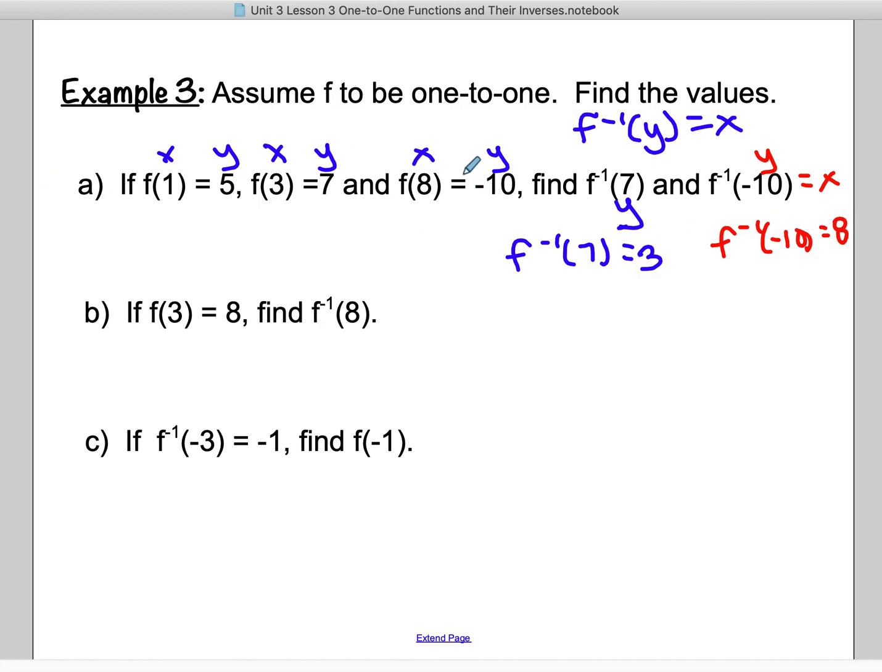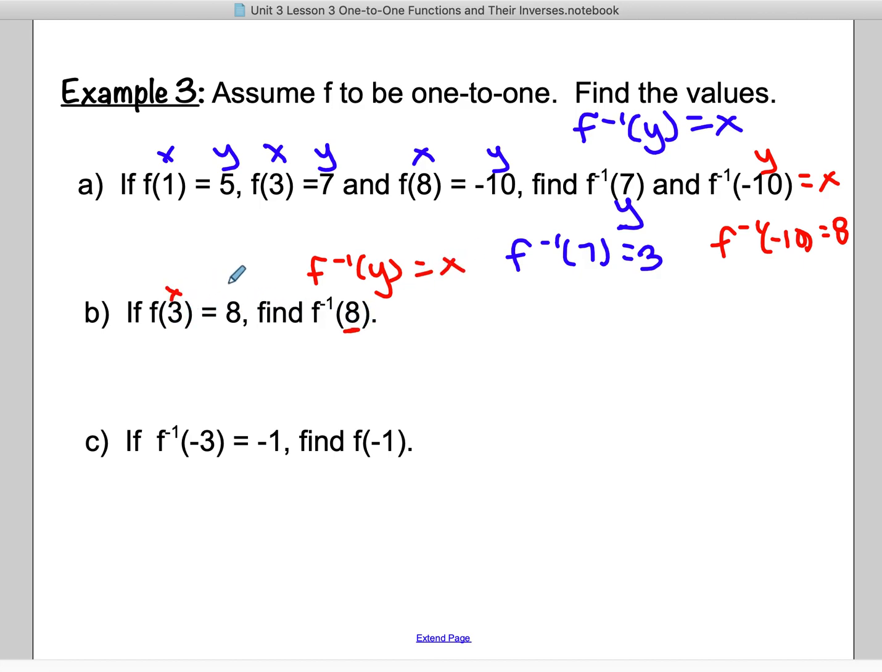This only happens, you guys, if it's 1-to-1, because each x has to be mapped to each y. If it's not 1-to-1, you would not be able to assume this. You won't be able to guarantee this, I should say. So f inverse of y equals x. So my y value here is 8.